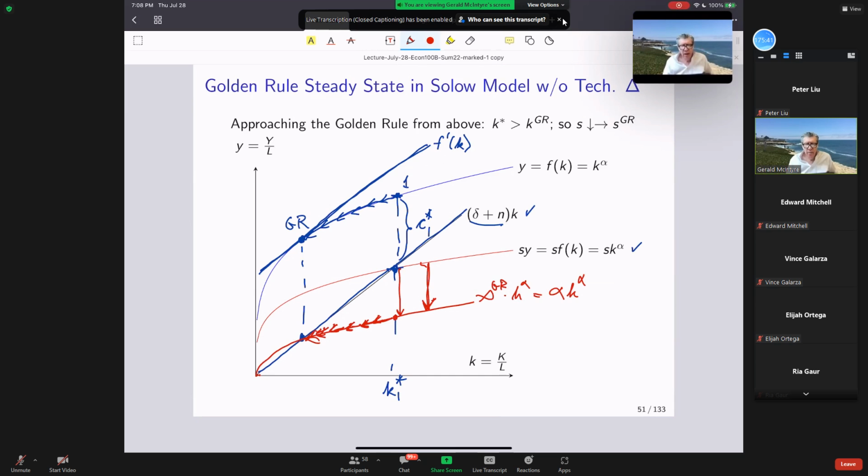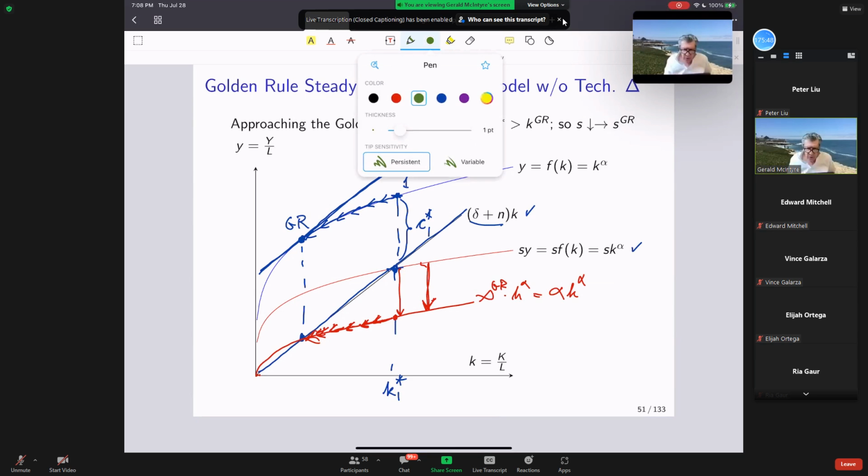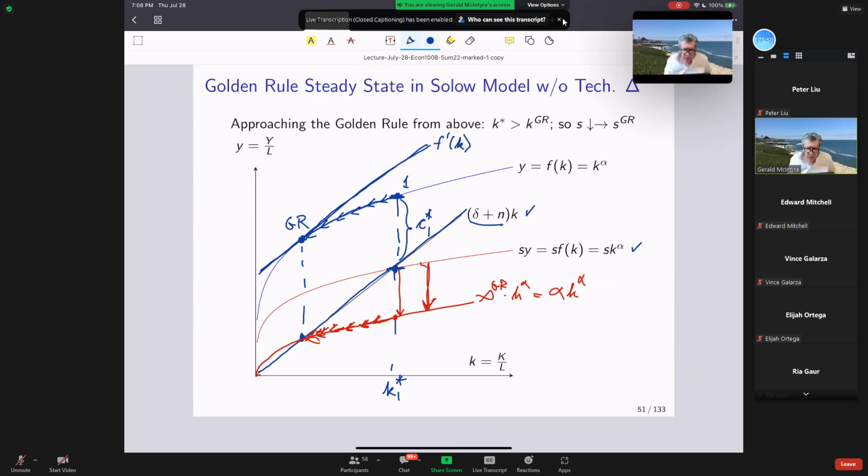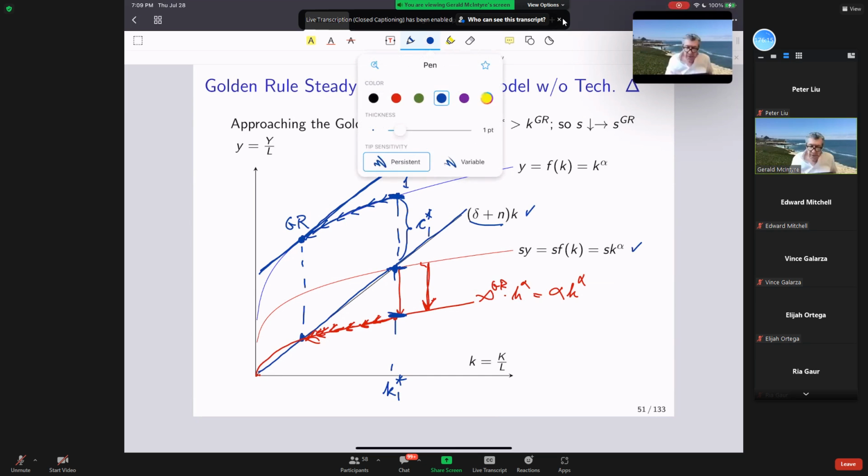But what happens to consumption? Well, consumption started out at C1. Then since savings fell, consumption went from here to here. Consumption jumped up. That's the first amount of consumption, C1 star. And then it jumps down to here, up to here. That's a huge amount of consumption. And then it falls a little bit as both output falls and savings falls.